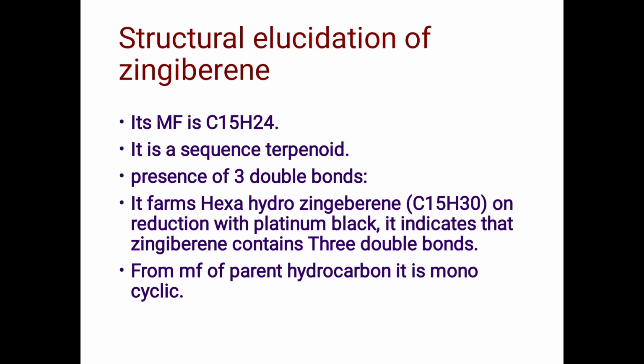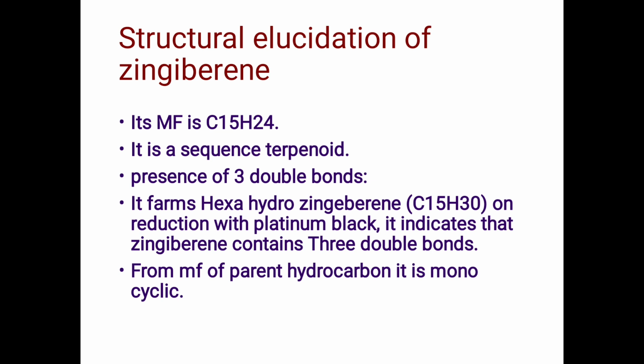The structure of zingiberene was identified by chemical methods because at that time spectral analysis was not completely developed. So the structure of zingiberene was confirmed by chemical methods and chemical analysis.